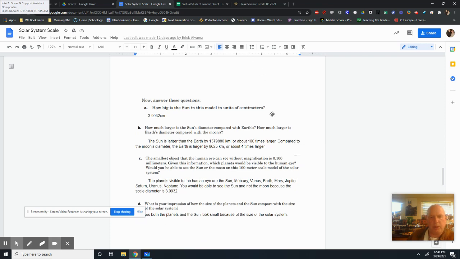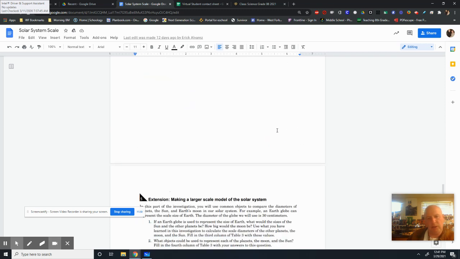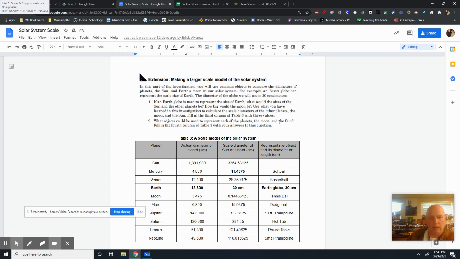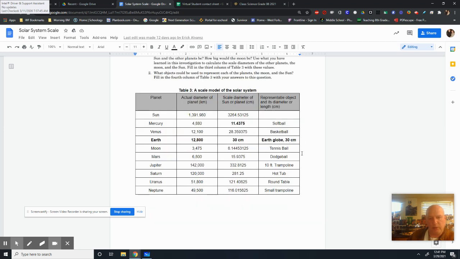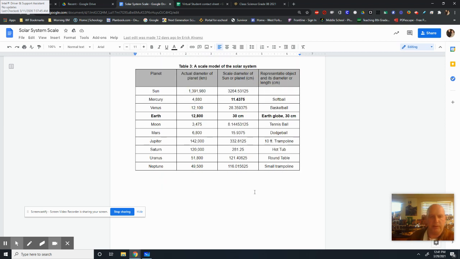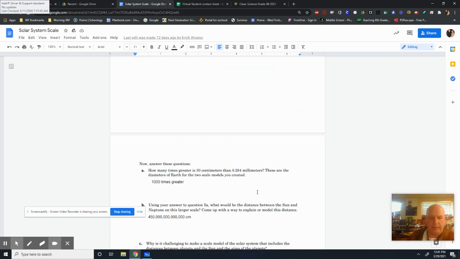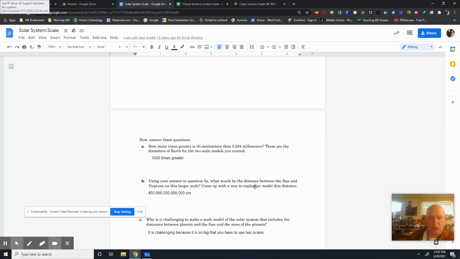Our final set of questions are in regards to this right here, where we had to compare, and we had to come up with a new scale where we got these numbers, and we were placing these numbers on our football field. So these are the objects that we would use on our football field. The question says, how many times greater is 30 centimeters than 0.284 millimeters? All right, so let's go do that. So 30 centimeters is the sun.